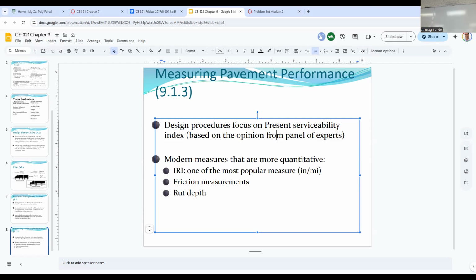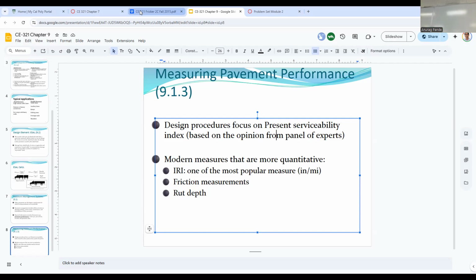A lot of the time you're looking at friction measurements, especially on rigid pavements, because you want to make sure drivers are able to stop on that roadway. So it's a safety concern, and friction measurements are useful. And then there are different types of pavement damages, and you are physically measuring the rut depth.